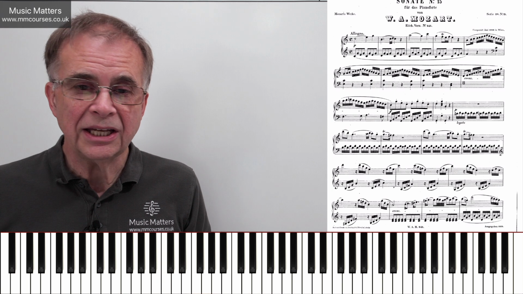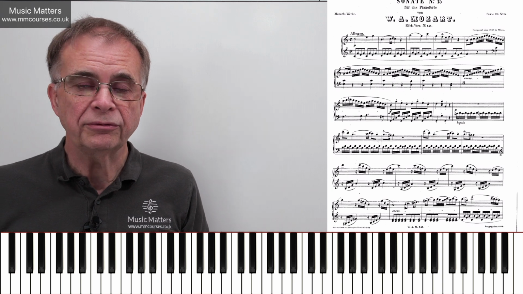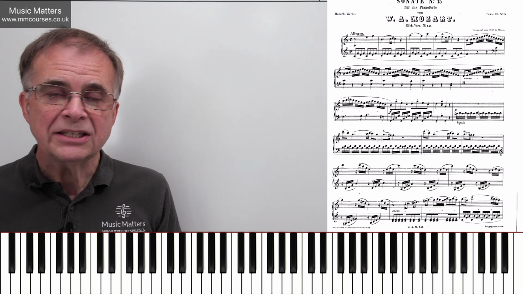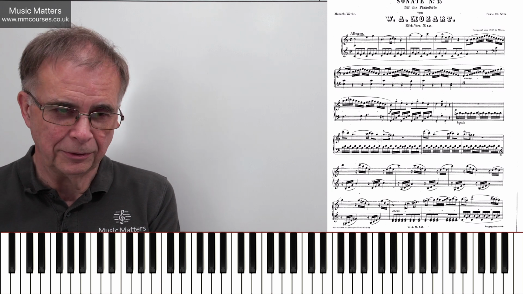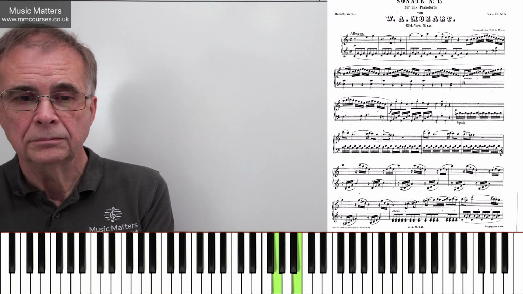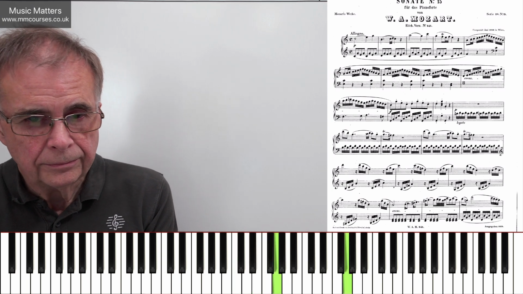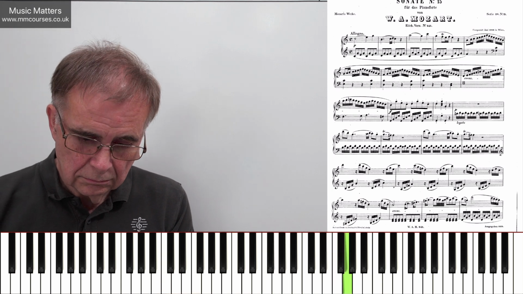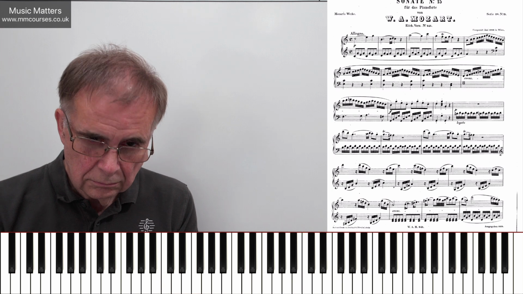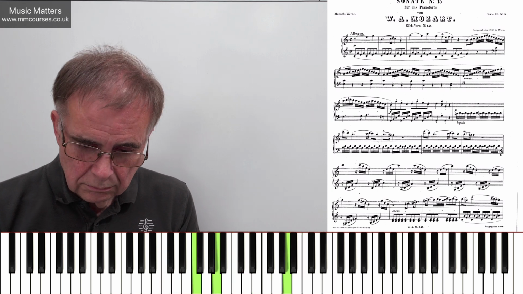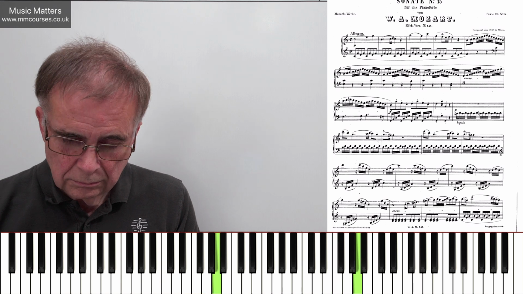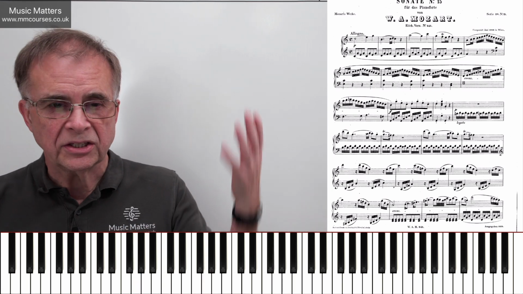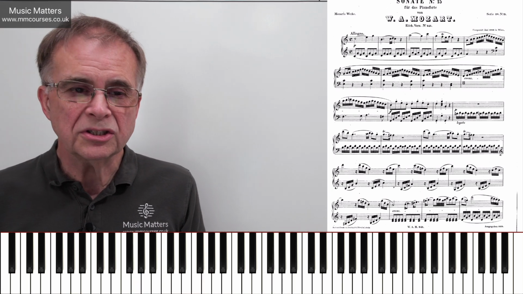So it's his Sonata in C, K545, and we're just going to have a look at the first movement. So here's a flavour of it. It's a piece that will be very familiar to many people. That's how it begins, and indeed that's the first subject.